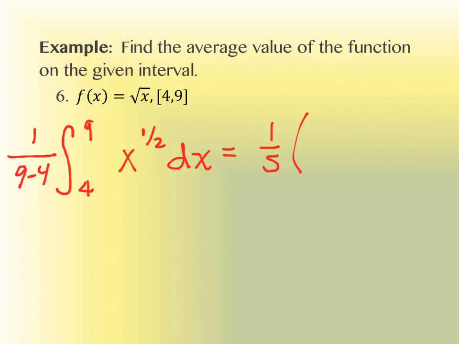All right, so what's the antiderivative of x to the 1/2? Good. Okay, so I'm going to write it that way even. 2/3 x to the 3/2. Okay, divide by 3/2 or multiply by 2/3. And we're evaluating this at 9 and 4.